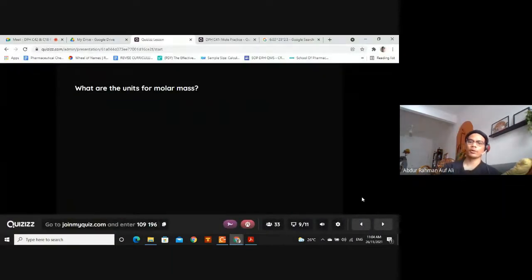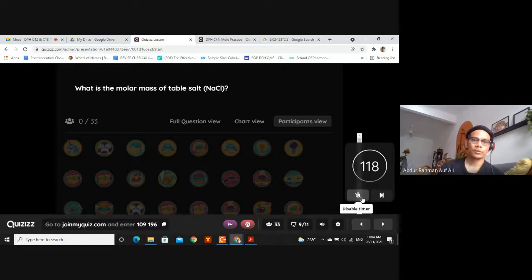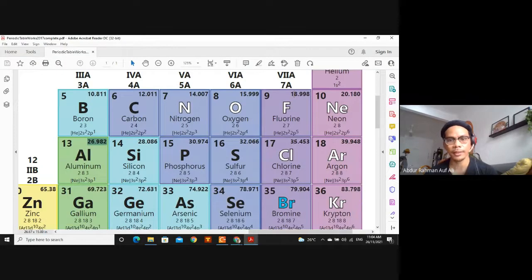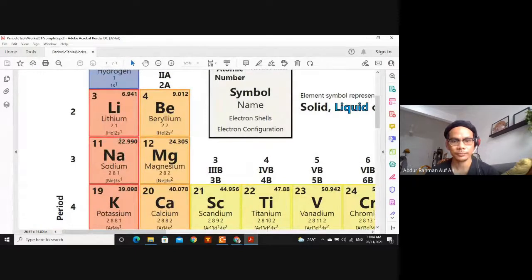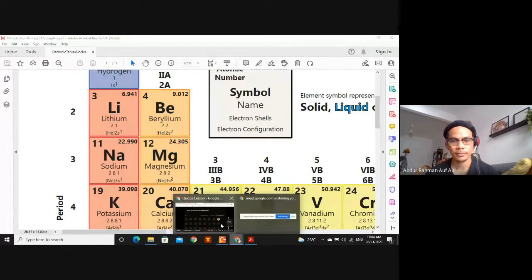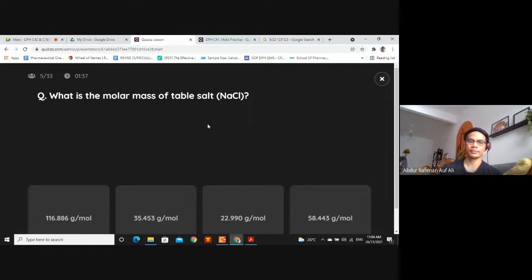Next question, we have 2 more after this, and then we take 5, and then one more thing. So what is the molar mass of table salt? How do we calculate the molar mass of table salt? NaCl. If you open the periodic table, look at how much chlorine weighs, how much sodium, Na, weighs, and then just add and multiply where necessary. The answer options are as shown.